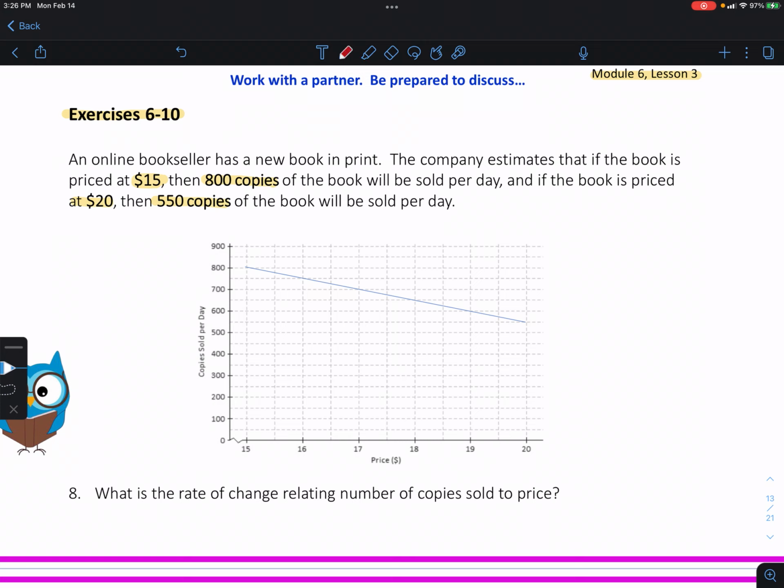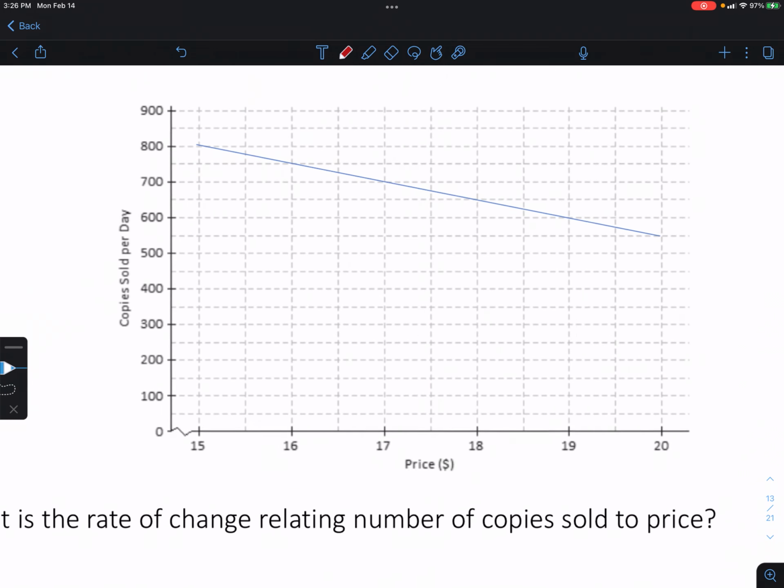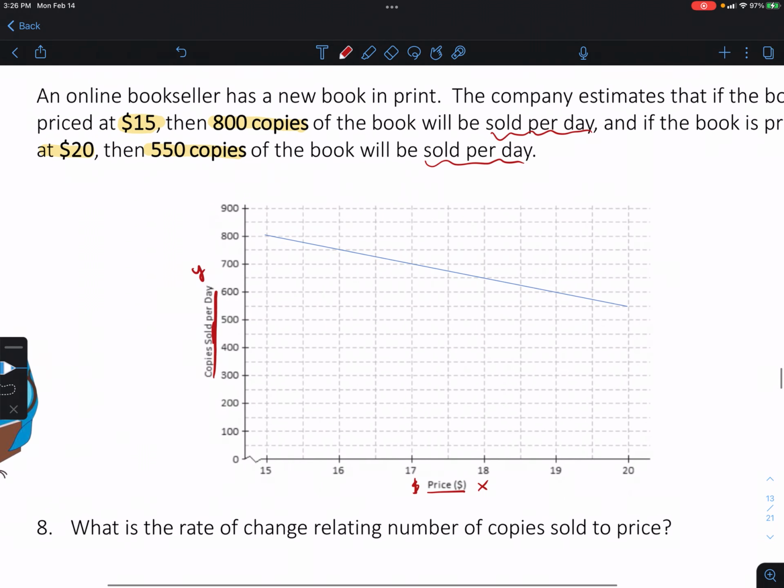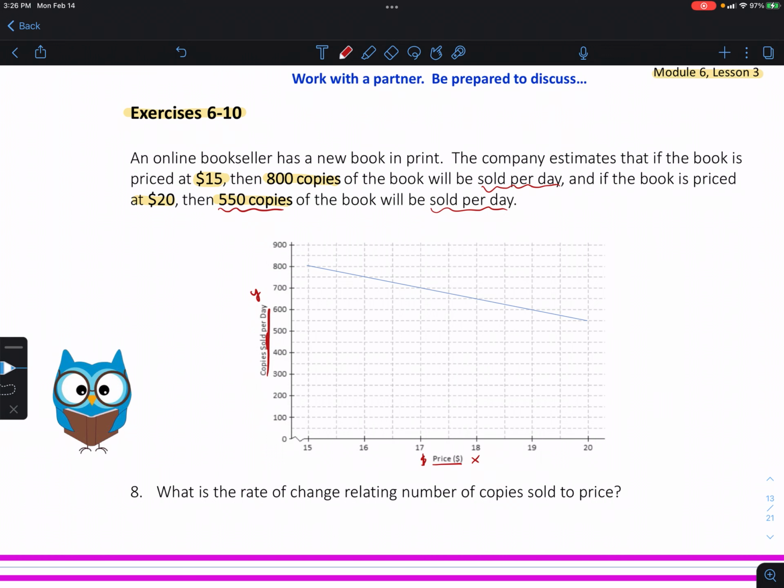Some of you might look at this and say, oh, that's a rate of change because it says per day. But if we look more closely, we'll realize that copies sold per day is actually our y variable. And the price is our x. So what we're looking at here is a comparison between the price of the book and how many they can sell. They're basically trying to figure out what's the best price that they can give this book in order to increase how many copies they sell per day. So we're comparing the price to how many are sold, kind of a supply and demand situation here.